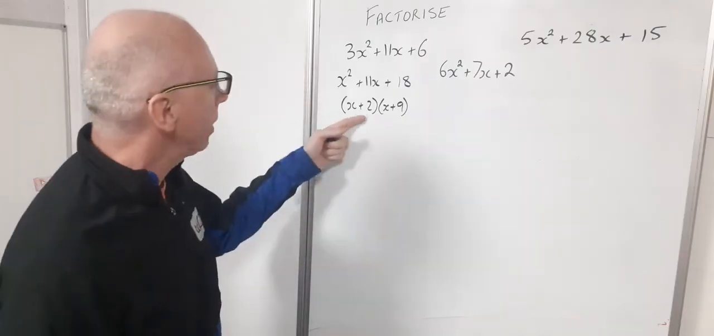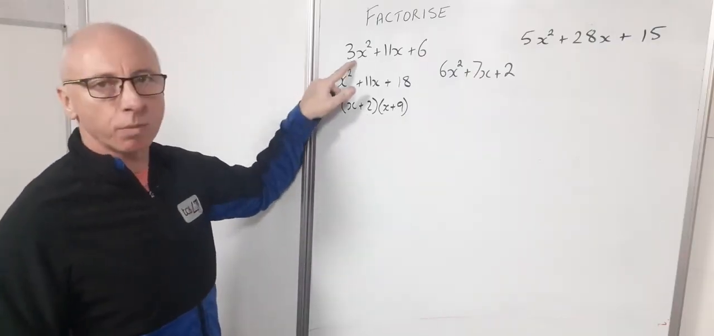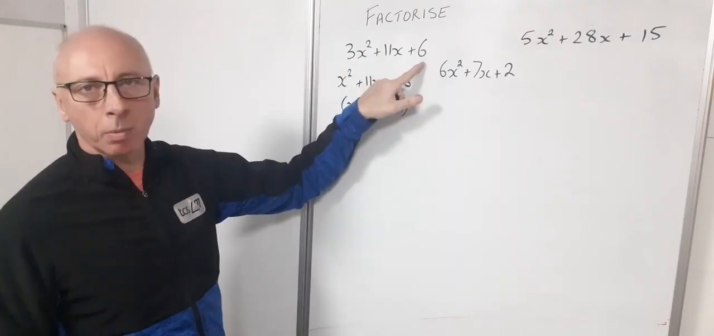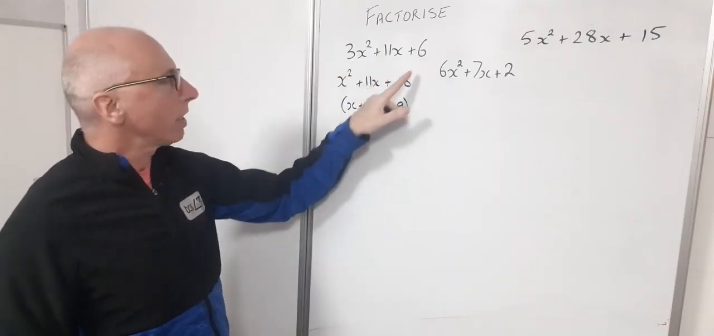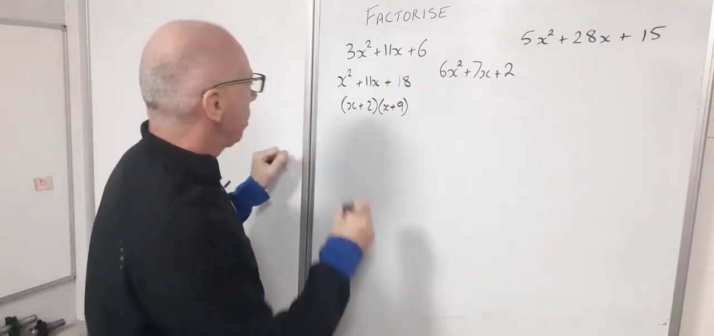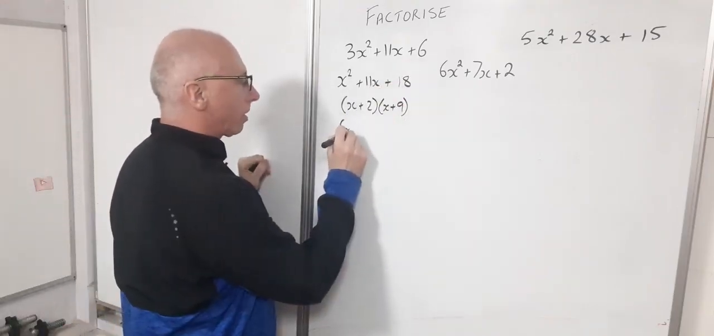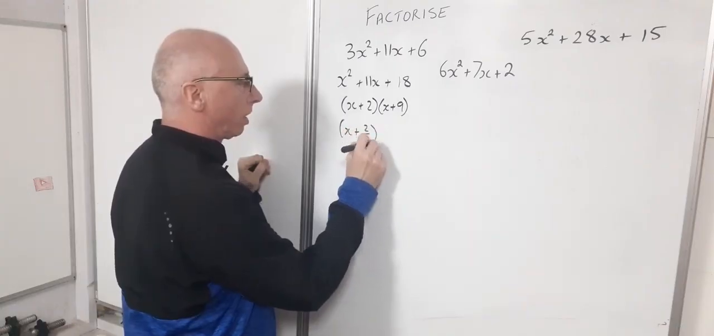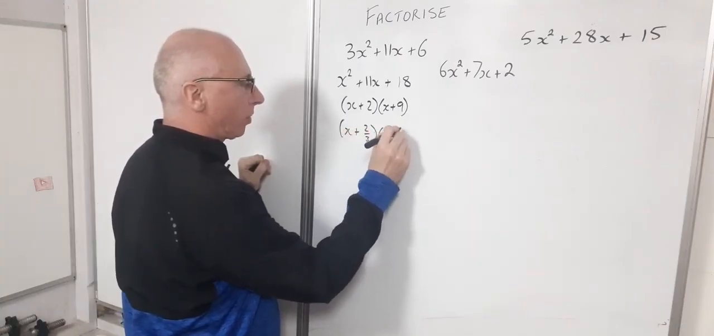Okay, now that's not our answer. What we've got to do now is do something with this 3 that we multiplied with this 6. So as we multiplied this by 3, we divide all of these by 3. So now I've got x plus 2/3 and x plus 3.